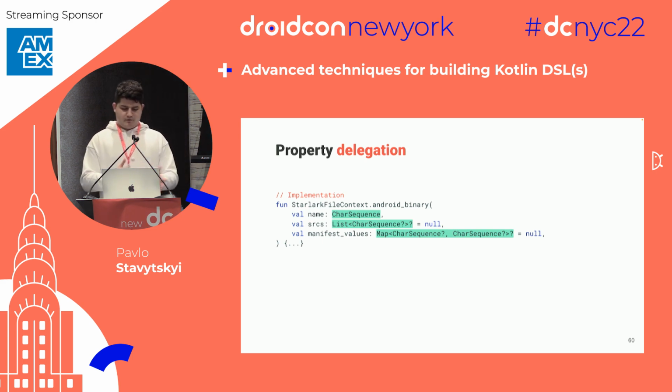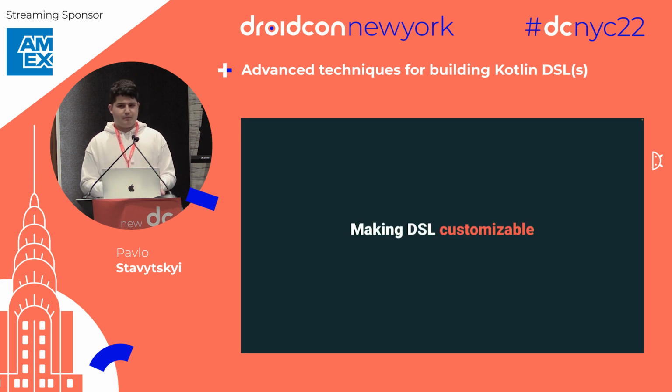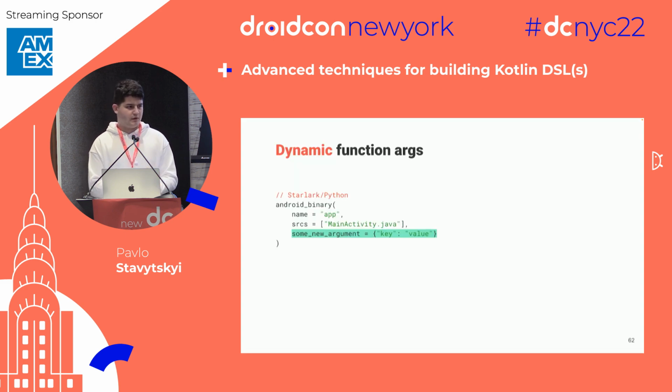So, okay, we just discussed some basic components of the DSL, but let's discuss another thing. Imagine that this Android binary function is supported by either Starlark developers or some library developers who are maintaining this function and library. And let's imagine that we created our DSL, but somebody after that adds a new argument to this function. What should we do? Because with our current version of the DSL, it's impossible to generate this argument because it doesn't exist yet.